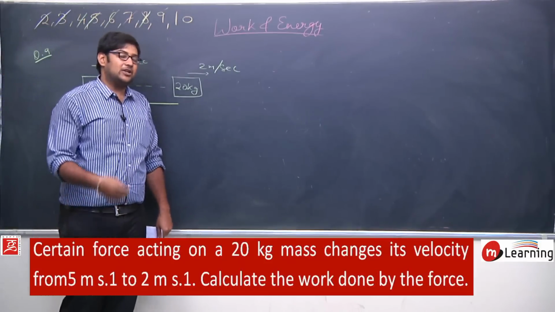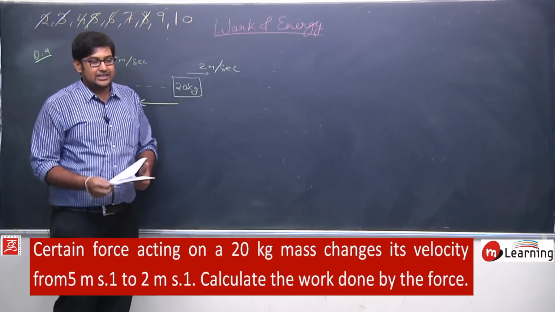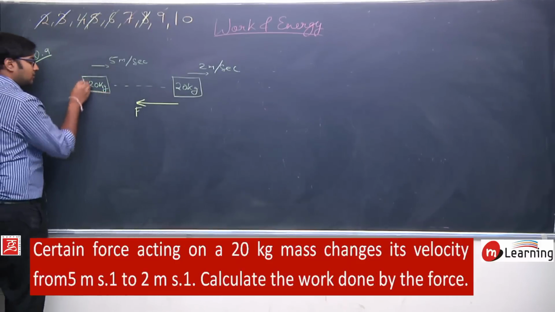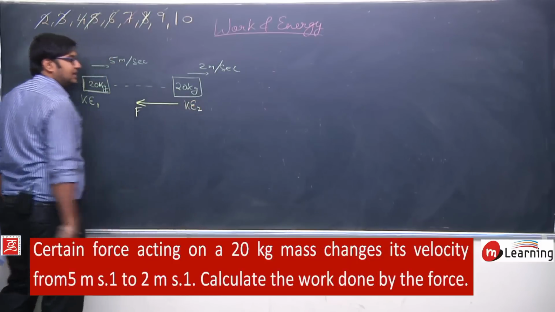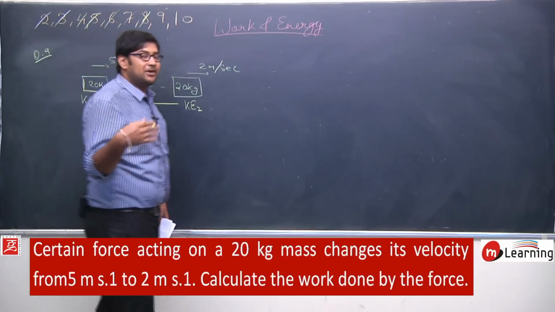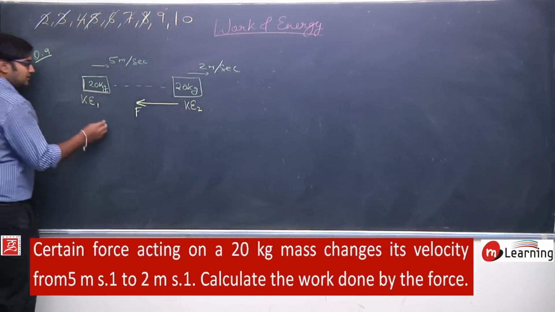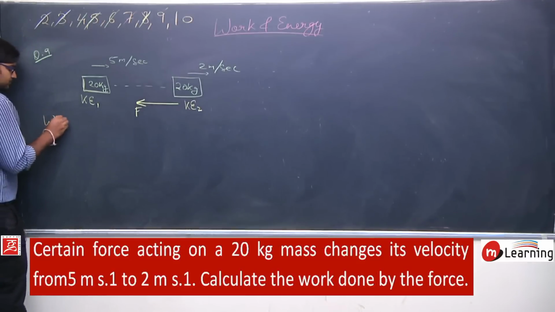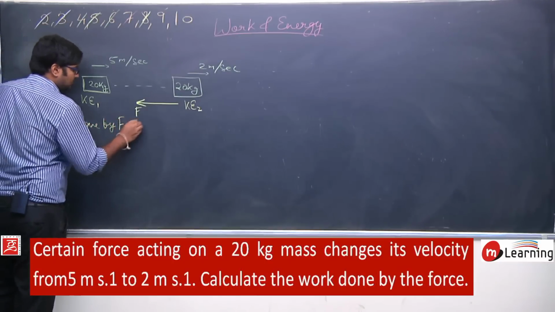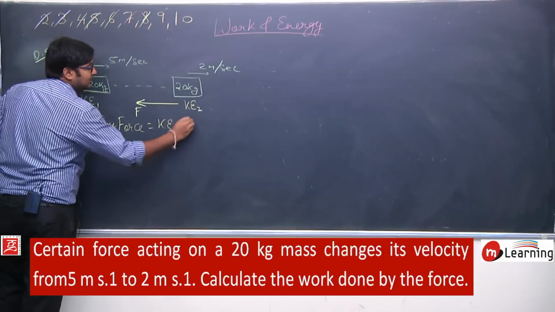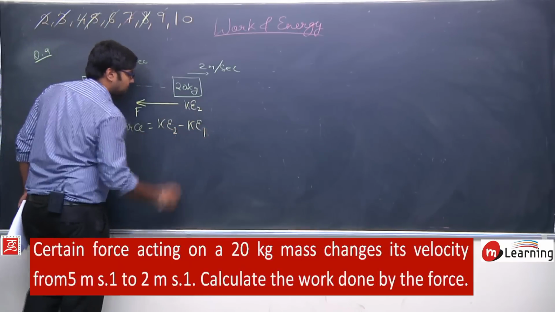So we have to calculate the amount of work done by this force. To calculate that, at this point of time the body has some kinetic energy, and at this point of time the body again has some kinetic energy. Energy can never be created nor destroyed, the law of conservation of energy. By using that law we can say that the work done by force is equal to the change in kinetic energy. Sorry, kinetic energy 2 minus kinetic energy 1.